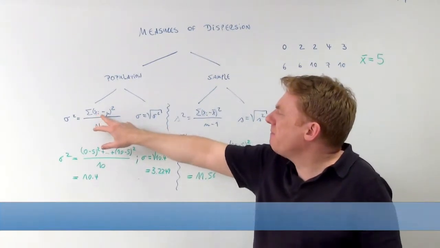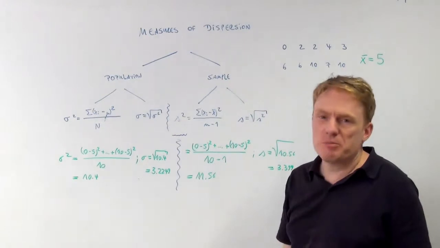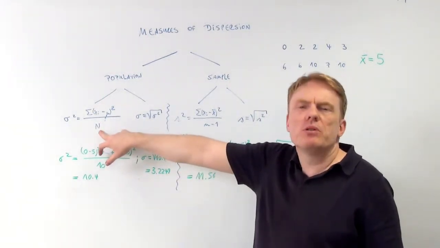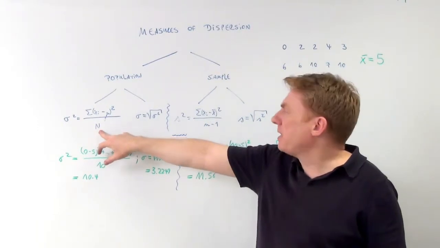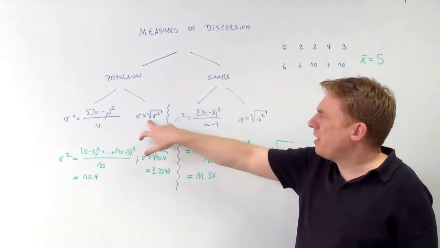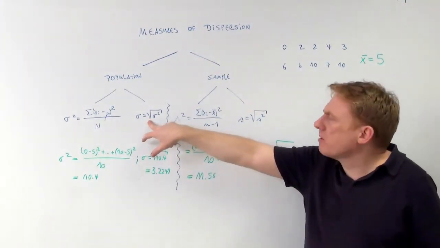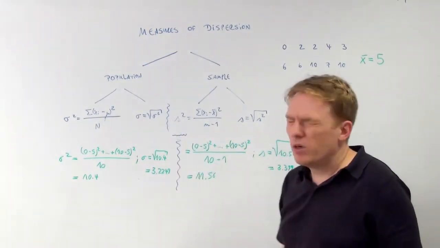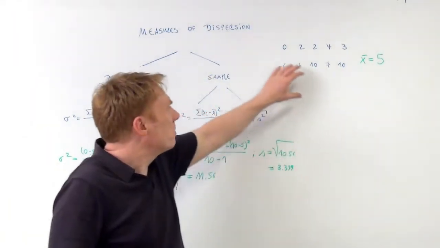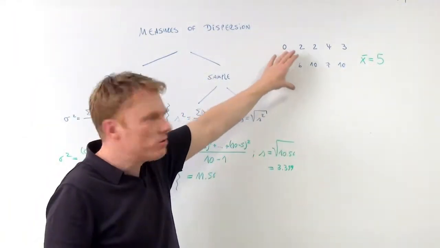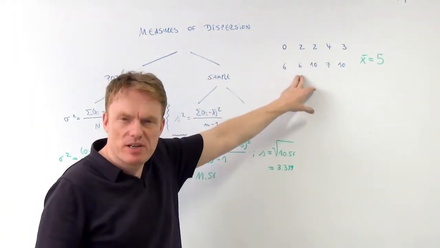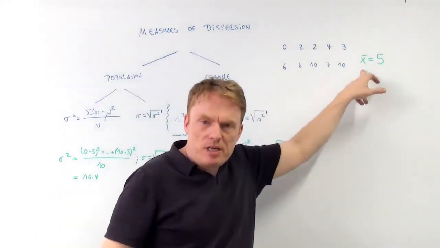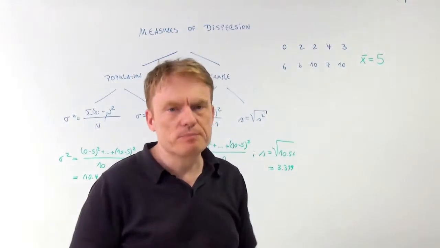We take every single value, we subtract the expected value, and we divide by the number of the population, capital N. If we take the square root of the variance, we will have the standard deviation. Which means, if we take those numbers here, 0, 2, 2, 4, 3, 6, 6, 10, 7, and 10, first, the arithmetic mean, x bar, is going to be 5.